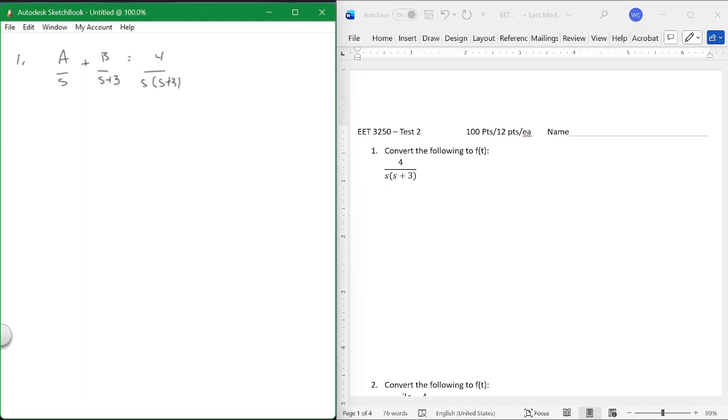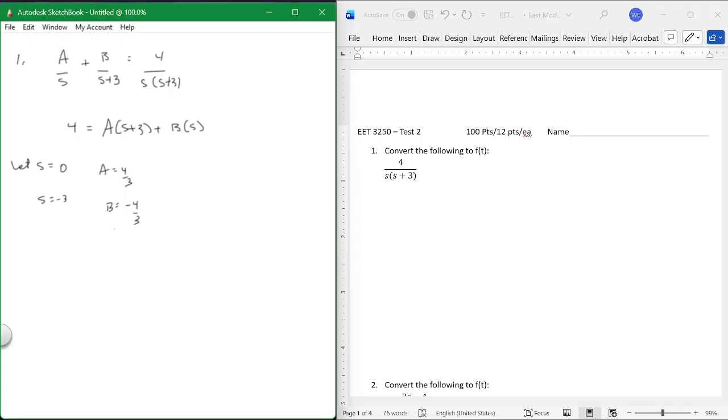Okay, so you cross multiply and you get rid of the denominators and you say 4 is equal to A times S plus 3 plus B times S. Let S equal 0. Let S equal minus 3. And you get your answers. A is equal to 4/3. B is equal to, excuse me, B is equal to minus 4/3.